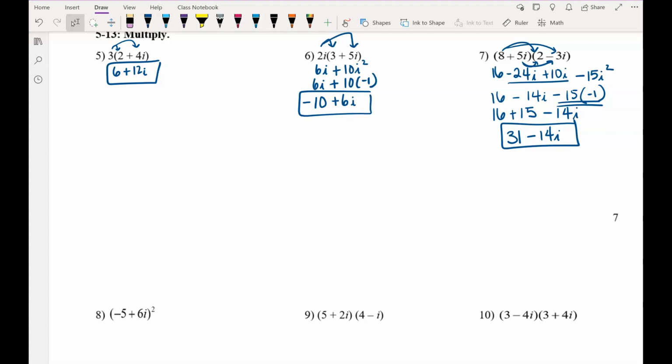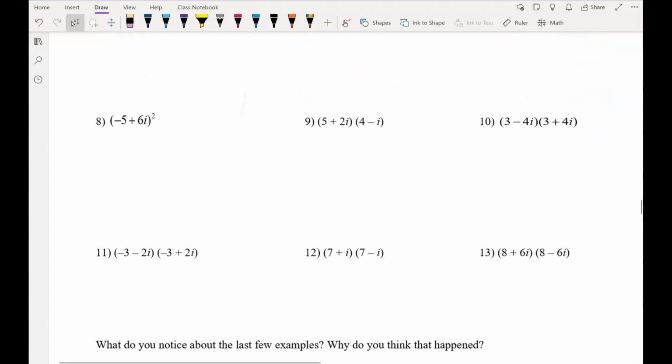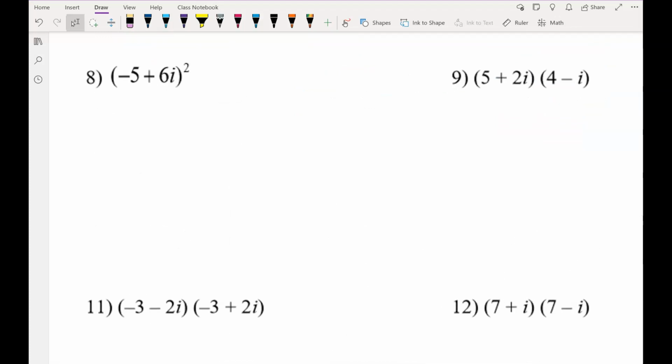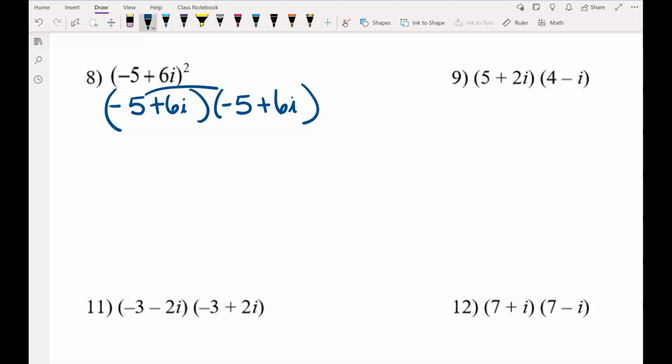Eight. What should we do with 8? Not exponent to each term. We need to write it out. How many times, students? 2. And what? FOIL. Yep. So -5 times -5 is 25. -5 times 6i is, in the middle, also negative 30i.